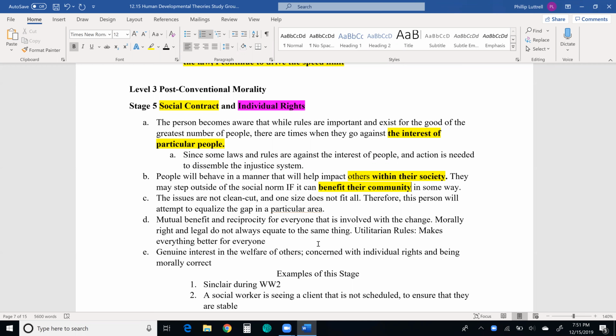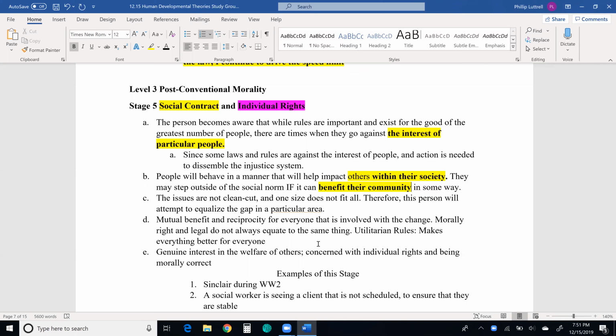So there is genuine interest in the welfare of others and concern with individual rights and being morally correct. But at the end of the day, remember that this stage of social contract means that you have a contract within your particular society and situation and community that you occupy. So you benefit as well because you're in that community. And if you make yourself better or the people around you that don't have that bridged gap, your entire community is going to benefit in some way.